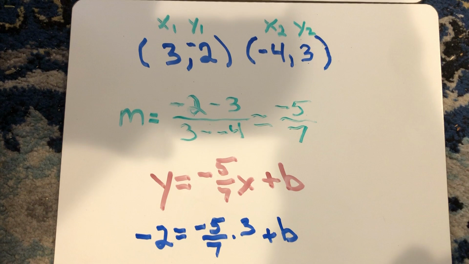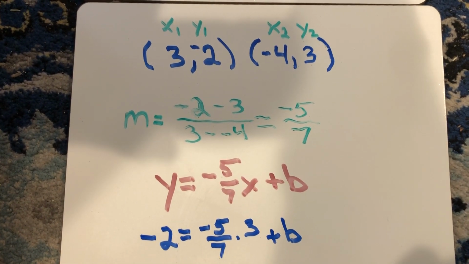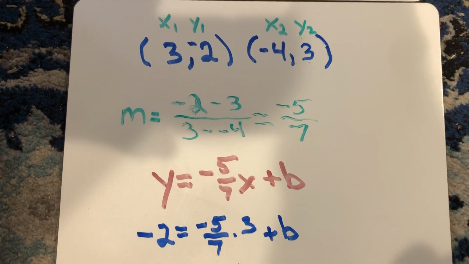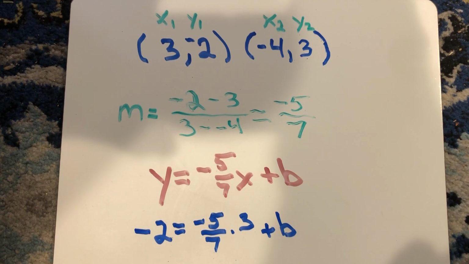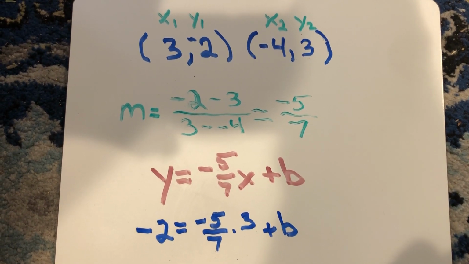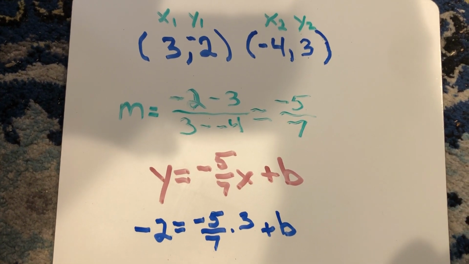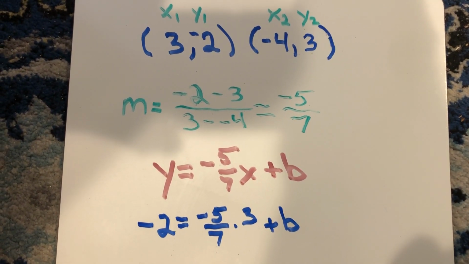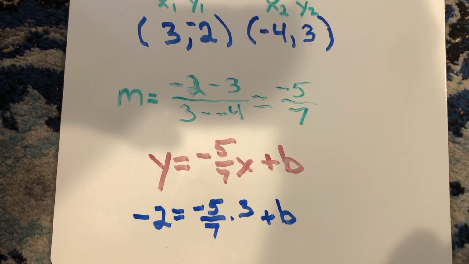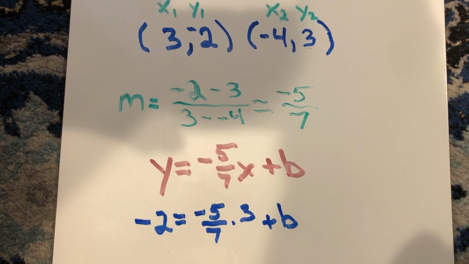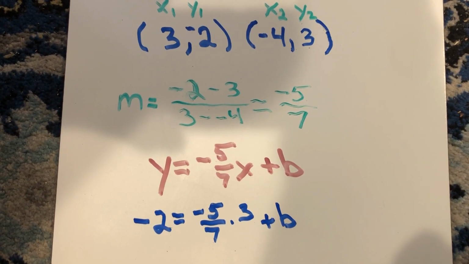So our slope is equal to, y1 minus y2 is -2 minus 3, and then x1 minus x2 is 3 minus -4. We need to keep in mind that when we're subtracting a negative, it's the same as adding. So -2 minus 3 gives us -5, and 3 minus -4, or 3 plus 4, gives us 7. We then take that slope and put it into our formula, and we get y equals -5/7 x plus b.